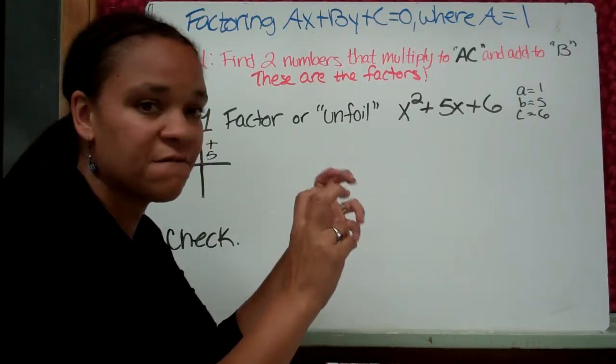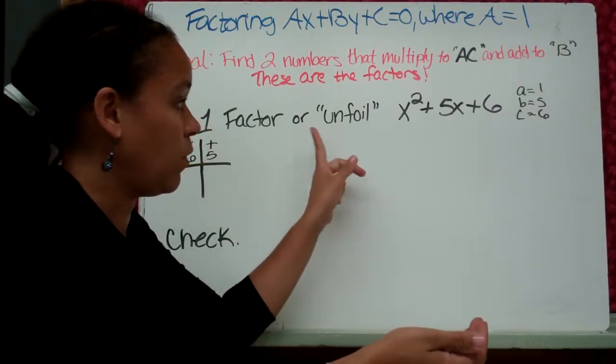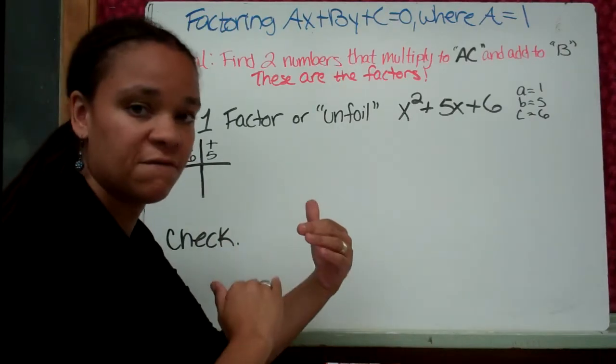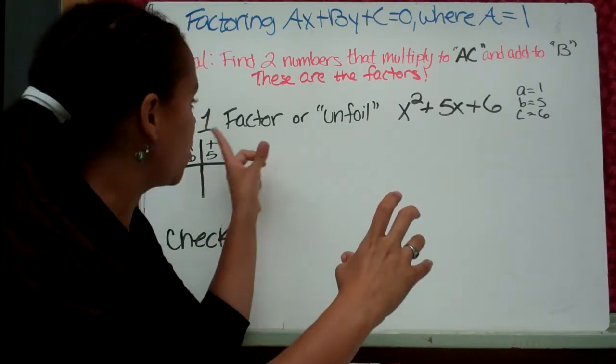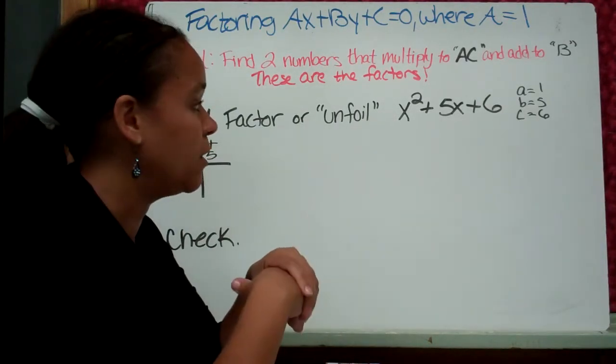What we're doing is unfoiling. You foiled when you had two binomials and you multiplied them out in a common way that you've used called foiling. What we're doing is reversing that. We're unfoiling it. It's already expanded. We want to put it back into those factors, into two binomials.